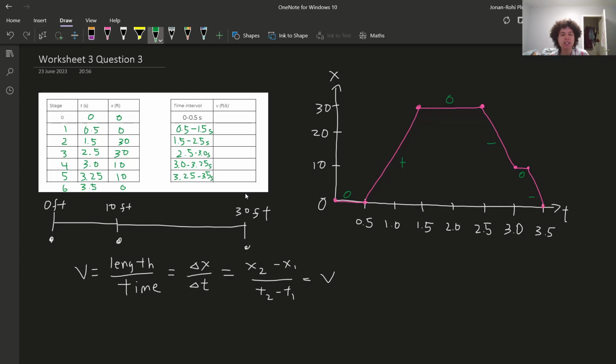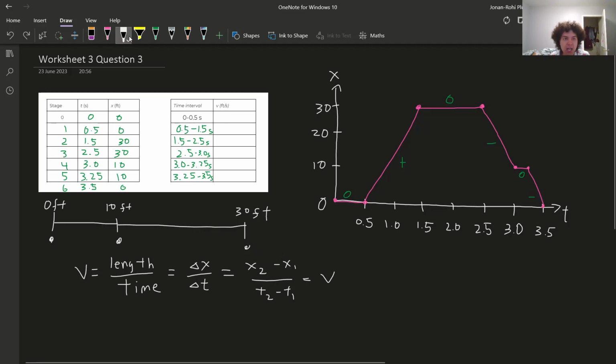And now what we're interested in is the velocity during each of these time intervals. To do that, we want to figure out a few things. We want to know how long the time interval was and how far you went. And to do that, you can either guess from looking at the graph, or you can plug in the final and initial positions. So we're going to first try plugging things in, and then we're going to try guessing.